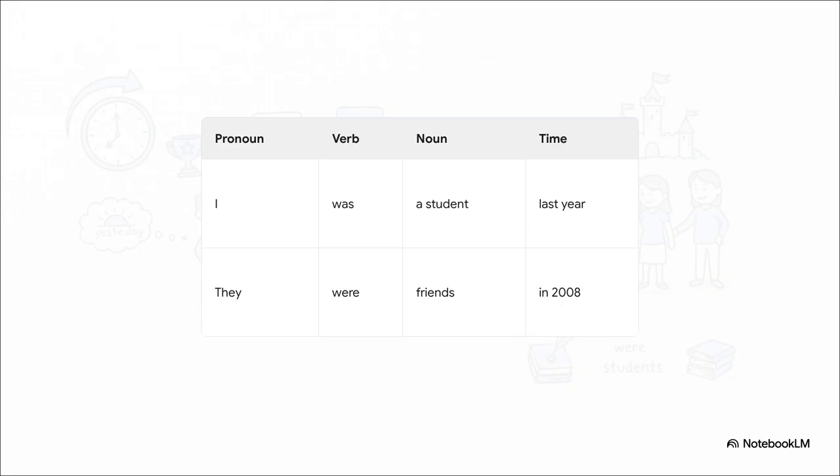I matches with was, a noun phrase like a student, and a time like last year. Put it together, I was a student last year. Or they were good friends in 2008. It completely gives you the power to instantly generate your own language.